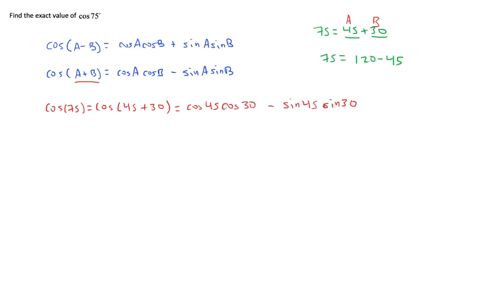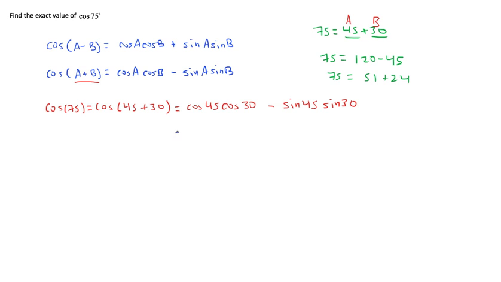Now you notice that these numbers, the 45 and the 30, we actually know those numbers. Of course, we could have used any numbers that we wanted. We could have done 75, which is 51 plus 24. We could have used that, but it's not going to help us in this case, because we know what the cosine of 45 is, and the sine of 45, and the cosine and sine of 30. Okay, so let's plug these numbers in then.